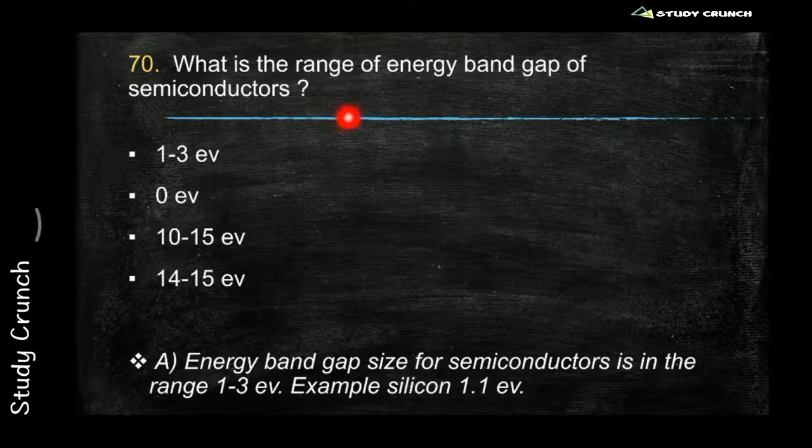Next, what is the range of energy band gap of a semiconductor? So it will range from 1 to 3 electron volts. So energy band gap will be of size 1 to 3 electron volts. Example, silicon has 1.1 electron volts.